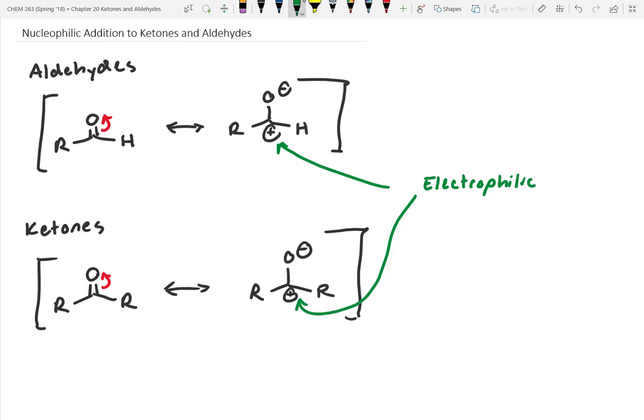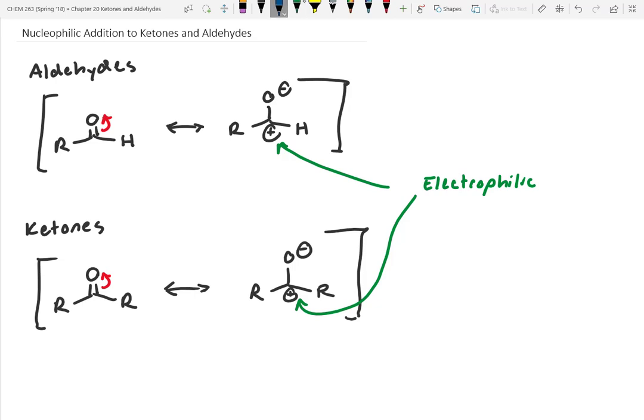All right, raise your hand if you think aldehydes are more electrophilic. That's good. Why are aldehydes more electrophilic? They're less stable. Why is that? Yeah, they only have one R group.